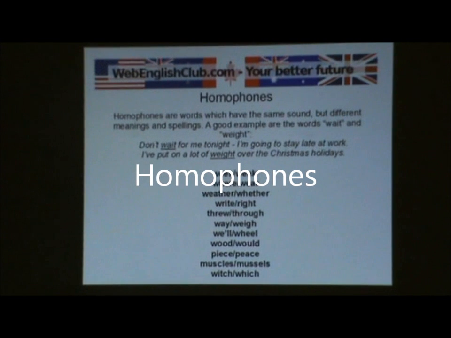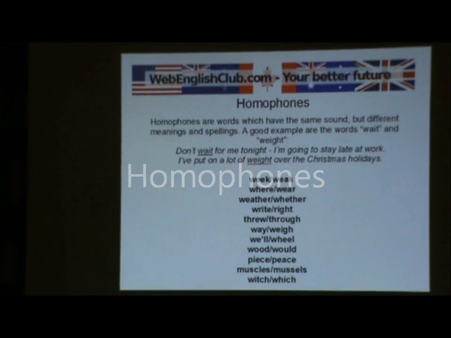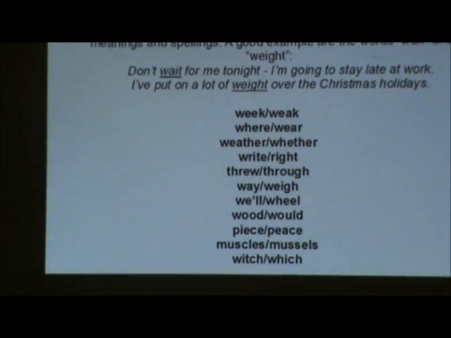Homophone is a word which has two spellings but the same pronunciation. Two different words. Okay, how do you know which word is being used? You know from the context.